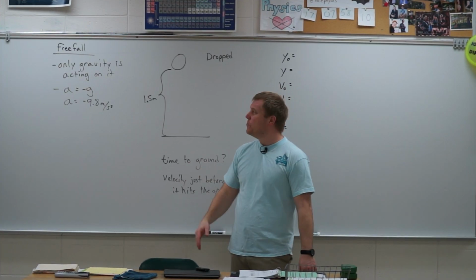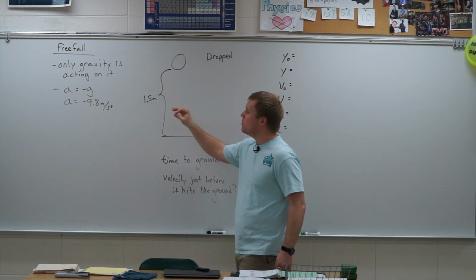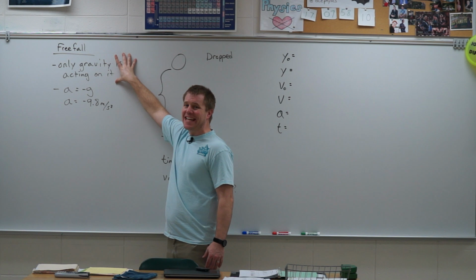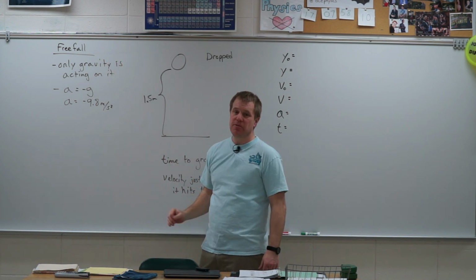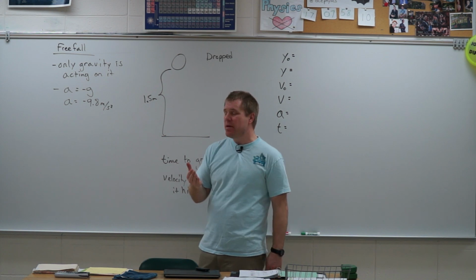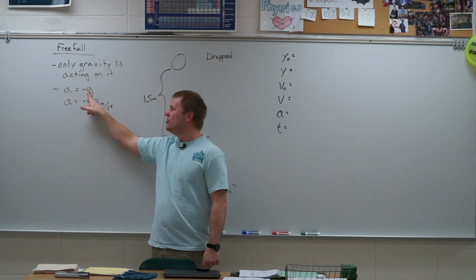Free fall. So we're going to do free fall problems here. So how do you identify something as being a free fall problem? If only gravity is acting on it. So if the only thing acting on it is gravity, you have yourself a free fall problem. And what that means for you is that the acceleration in the y direction is going to be negative g.